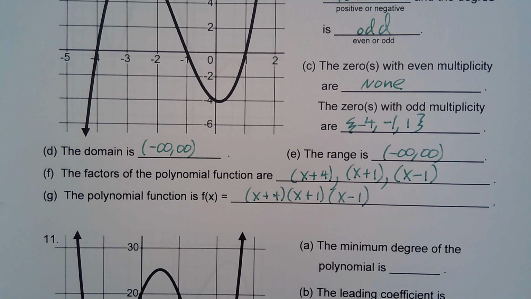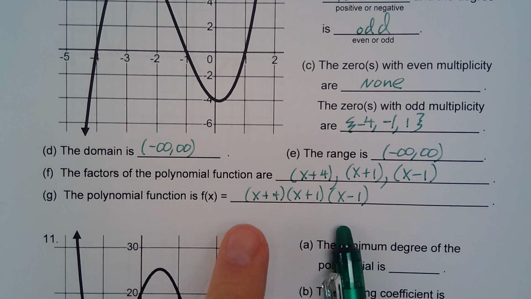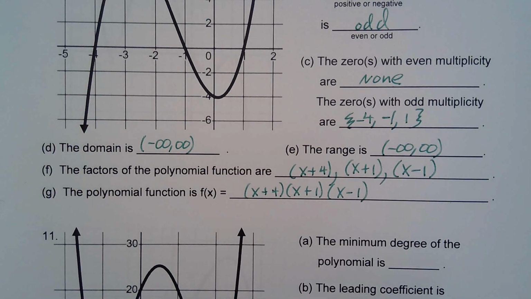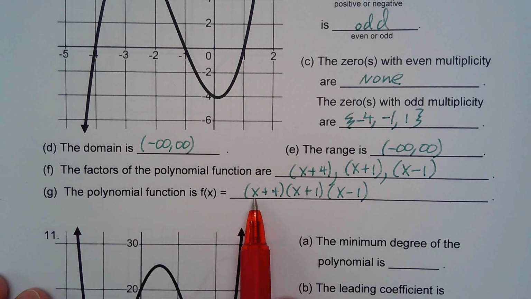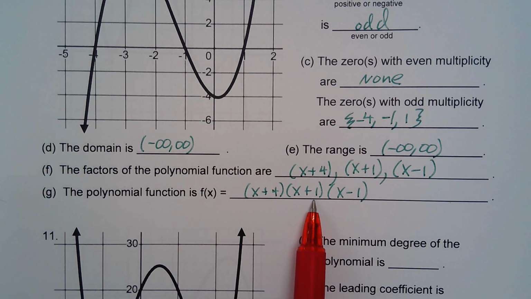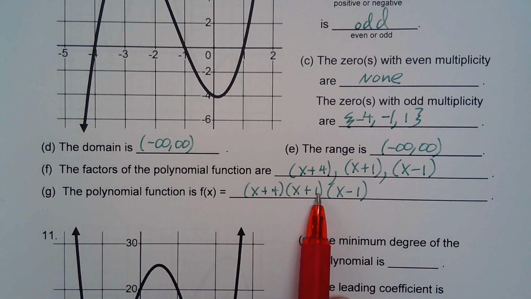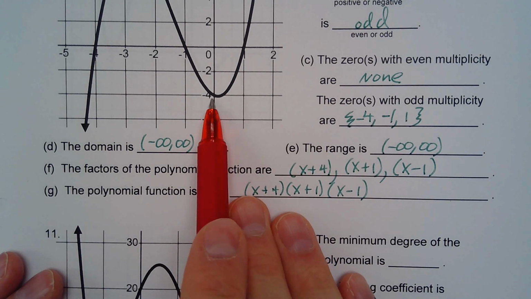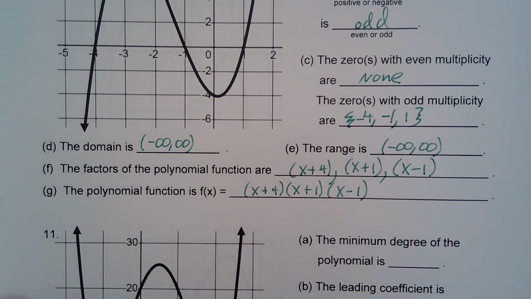So what we want to do is say, as this is written, does this have the correct y-intercept? So there's a point, -4. If I plug in x equals 0, that gives me 4 times 1 is 4, times -1 is -4. That does match my y-intercept. So this would be my polynomial function.